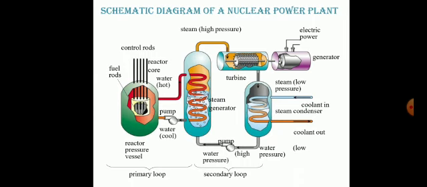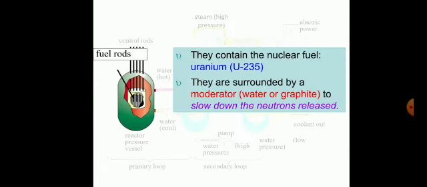Now the nuclear reactor core. In the nuclear reactor core, we have the nuclear fuel, which is uranium-235. They are surrounded by a moderator, which is water or graphite, to slow the neutrons released.